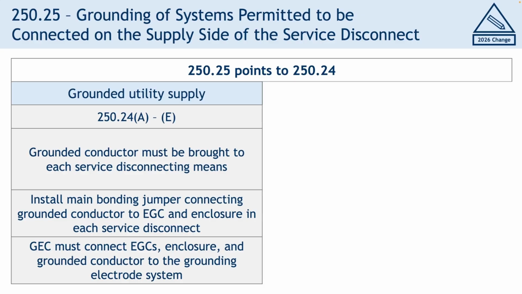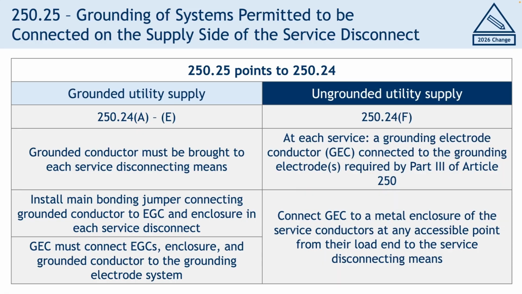So these are not different rules than would apply to any other service. These are all the same rules, and we are going to apply them to our power source supply side connected disconnect. All right, what about ungrounded systems?